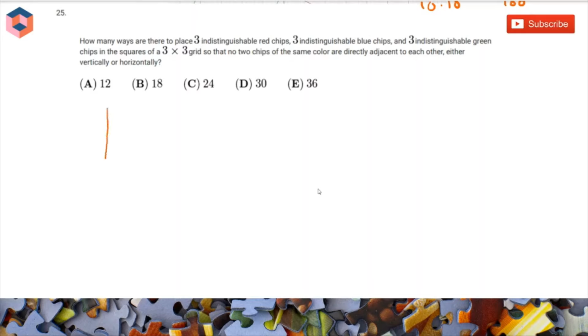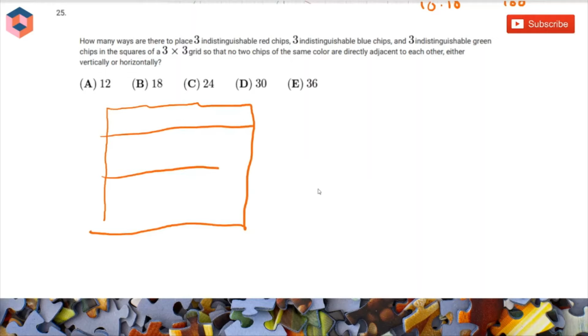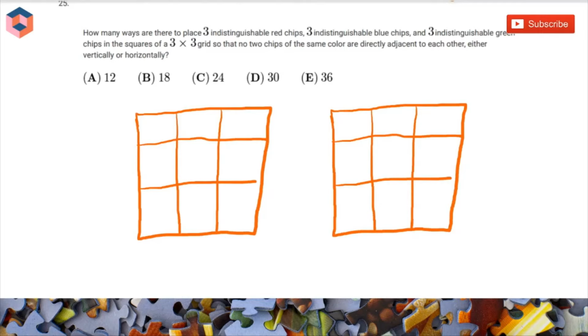Okay, we'll proceed with casework here. Let me draw grids for this one. Let's just start out with drawing 2 grids for this one. For this problem, we have 2 different orientations that we can have.